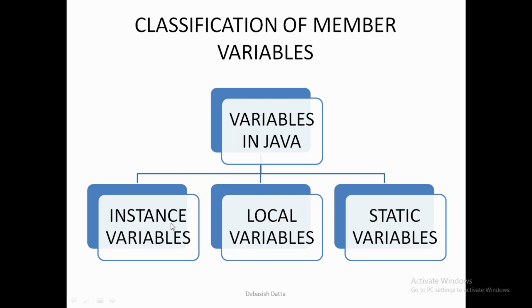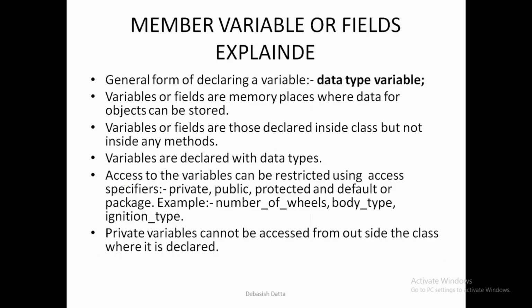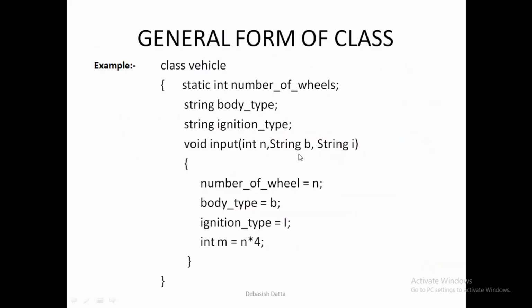Now we have already learned about the instance variables. To recall, number of wheels, body type, ignition type, these are the member variables or fields of the class vehicle. So the variables which are declared inside the class but outside the methods of that class are known as the member variables.